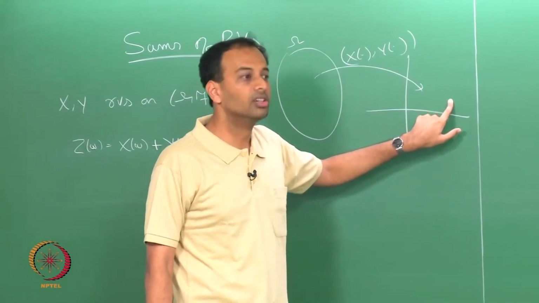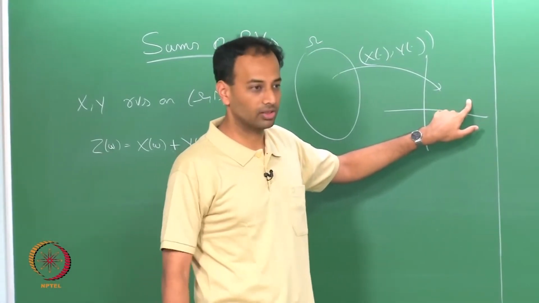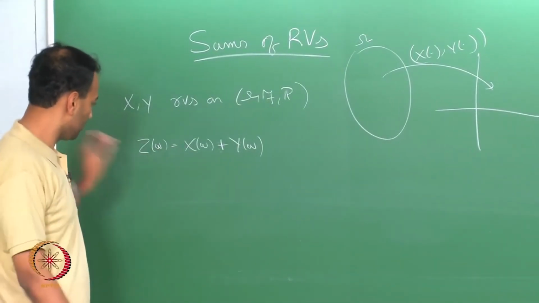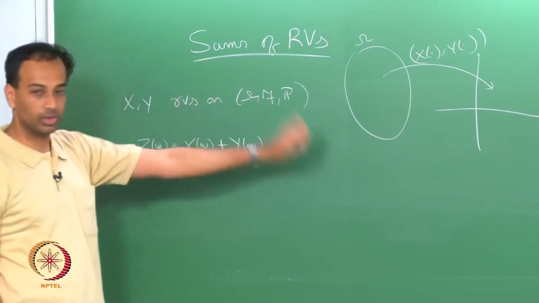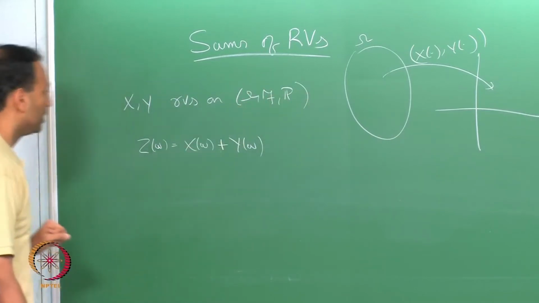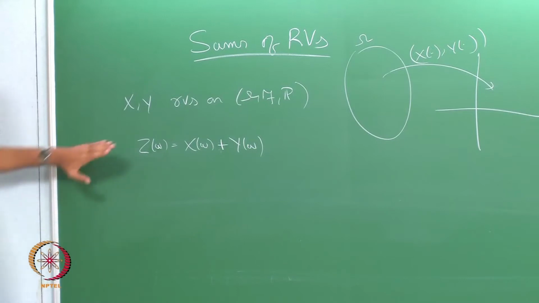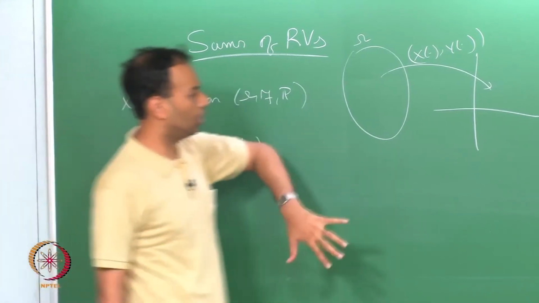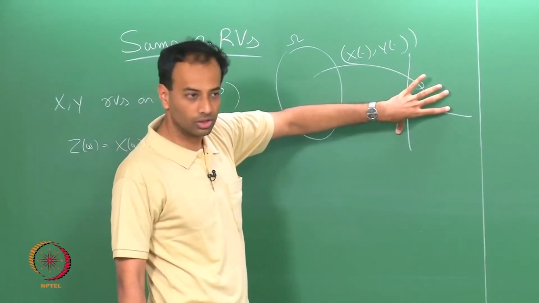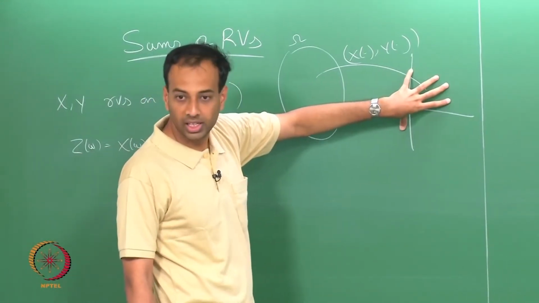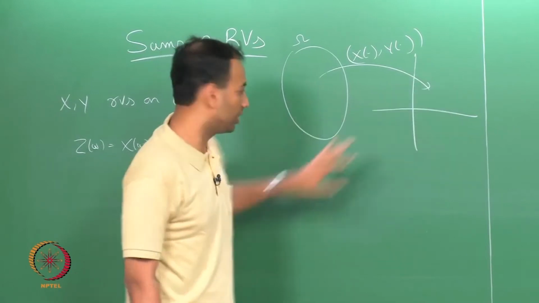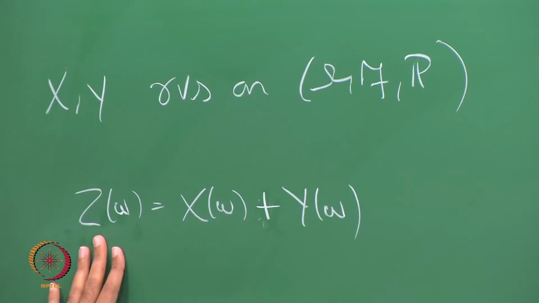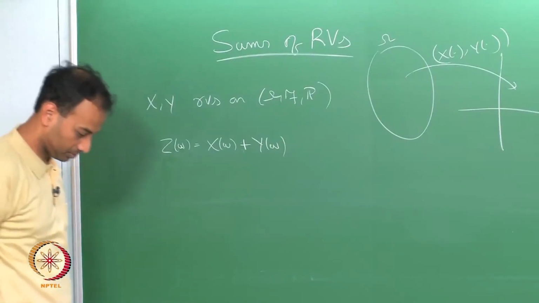I am interested in x plus y, which means I am looking at the random variable z equal to x plus y, which means for every omega I have z of omega equal to x of omega plus y of omega, and I want to ask what are the statistical properties of z. In particular, given the probability law or joint CDF of x and y on R 2, I want to figure out what the CDF of z is. That is the question at hand.